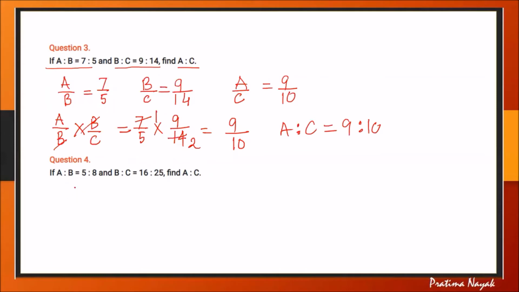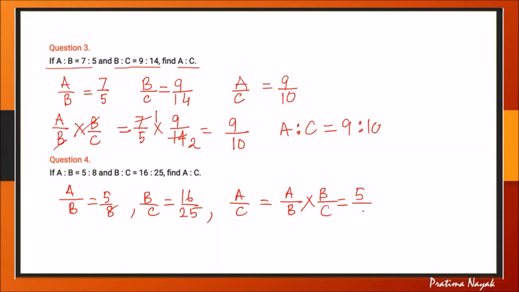In the same way, you can do here. A ratio B is 5 by 8. B ratio C is equal to 16 by 25. So A ratio C is equal to your A ratio B multiplied by B ratio C. So it will be 5 by 8 multiply 16 by 25. So cancel 8 2 times and 5 5 times. So this is 2 by 5. So A is to C is equal to 2 is to 5.